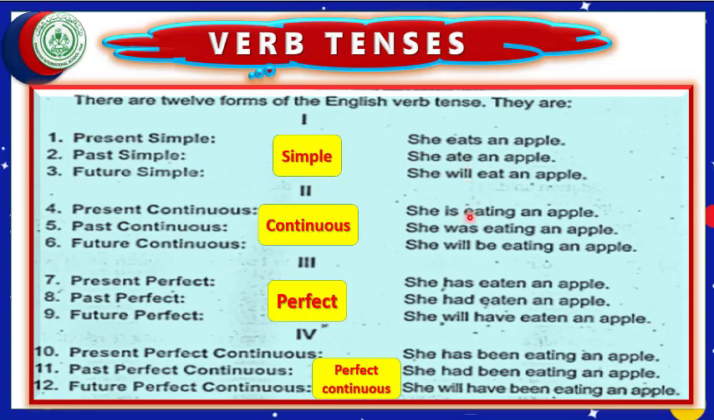Let us move to the continuous. In continuous, there will be used is, are, am, was, were, will, shall, and there will be ing at the end of the verb. Present continuous will become is eating. Past continuous will become was eating. Future continuous will become will be eating. It is to understand and memorize.